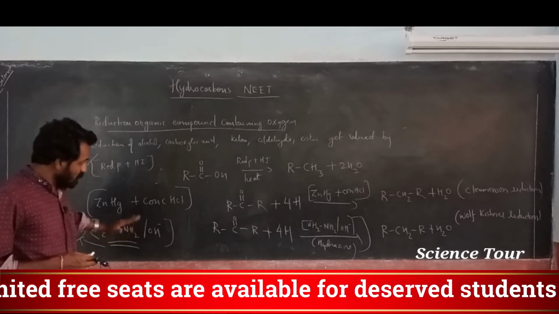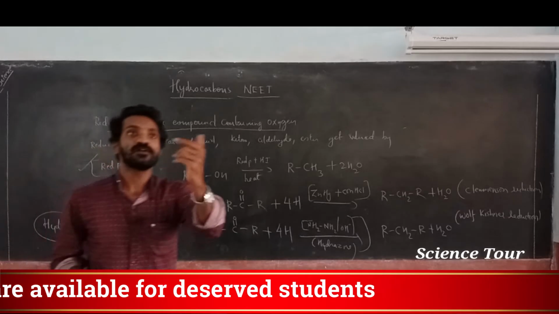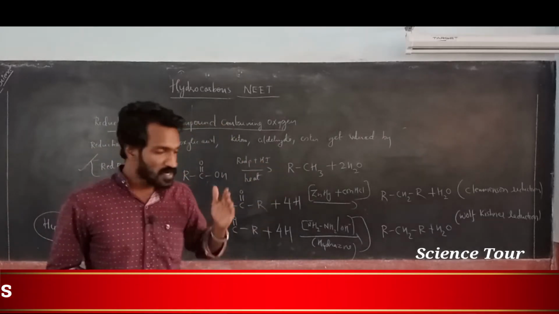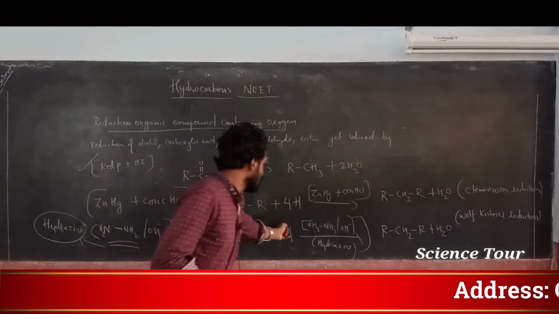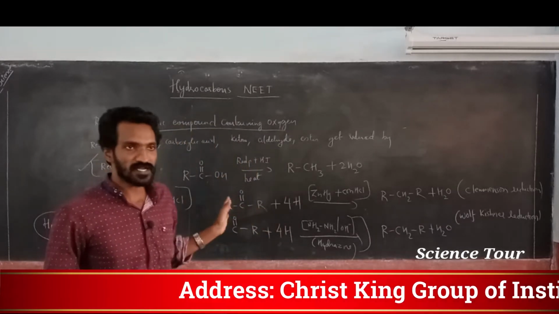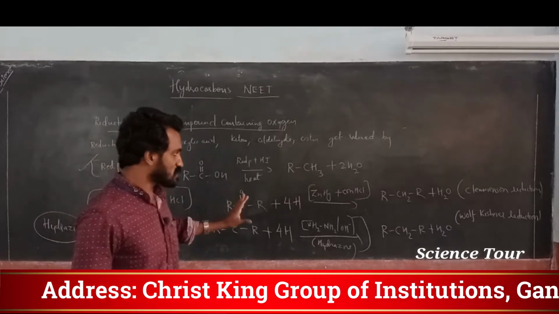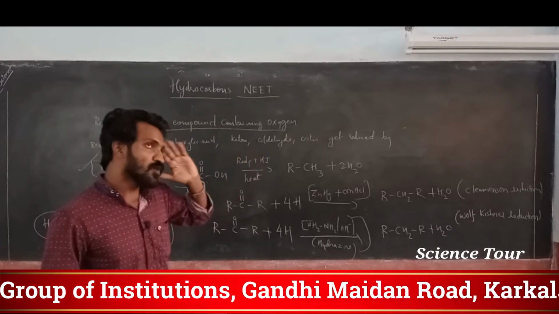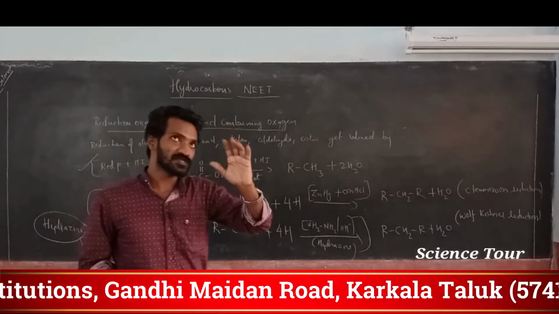By seeing the reagent, you should find out whether this is Clemmensen reduction, Wolff-Kishner reduction, or whichever the reduction. We are doing the same thing. We are adding H. It is nothing but reduction. But in all cases, you should concentrate on this particular, based on this. Which reagent is used? That's what I told you.